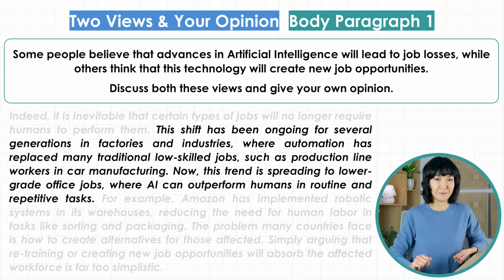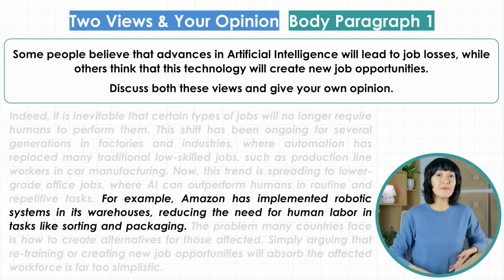Now, an example. "For example, Amazon has implemented robotic systems in its warehouses, reducing the need for human labor in tasks like sorting and packaging." Now, what's the result?